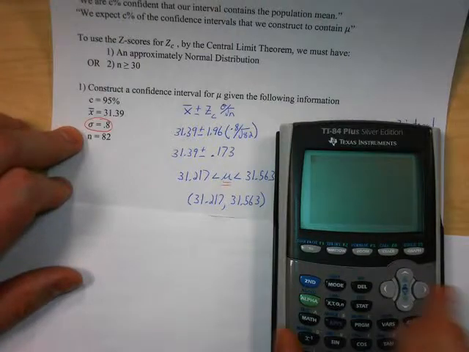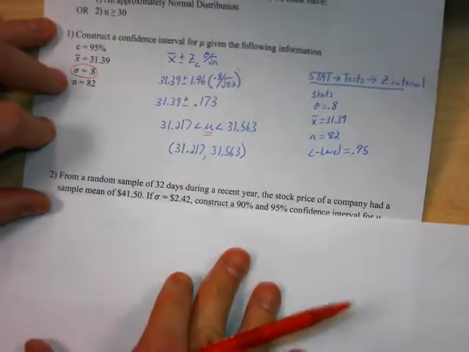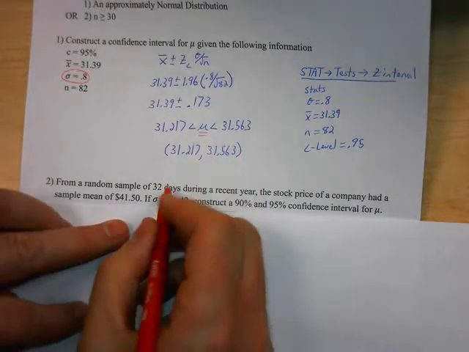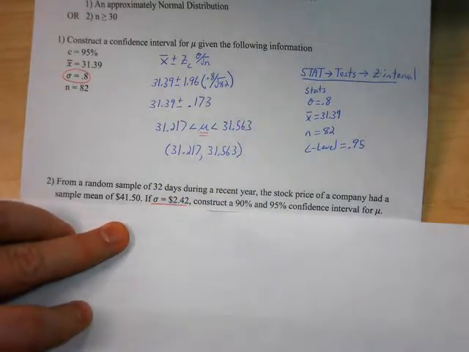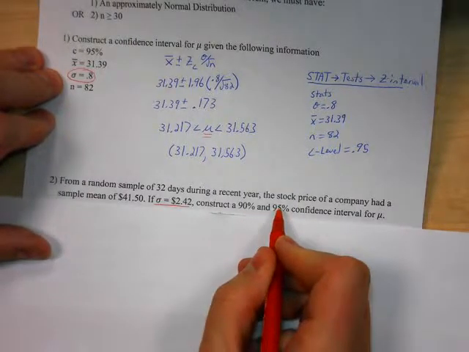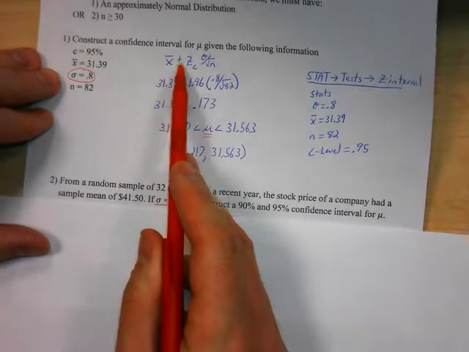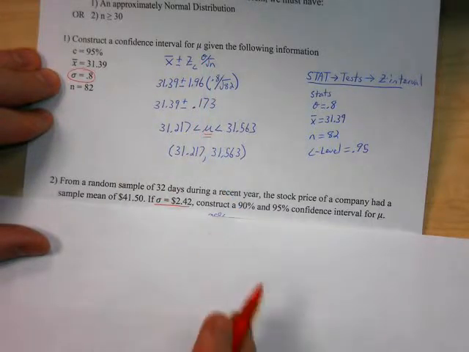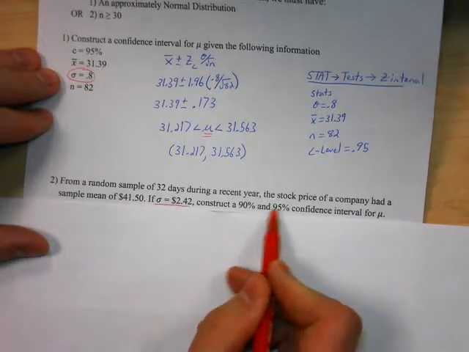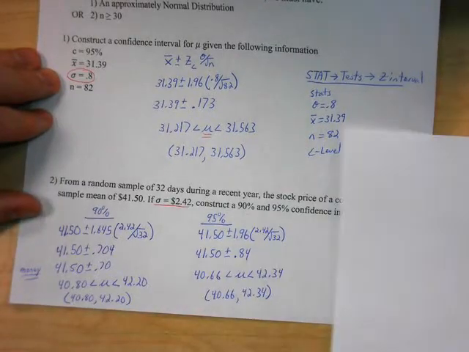Not too hard to do. You just have to make sure you're on the right test, or the right commands. Moving along, I give you another question. I'll let you read it. Then we're going to do a 90% and 95% confidence interval for mu. We're going to use the same formulas up here. The only thing that's going to change in each of these is the 90 and 95%. That's going to be a different z sub c value. So there are the answers for those.